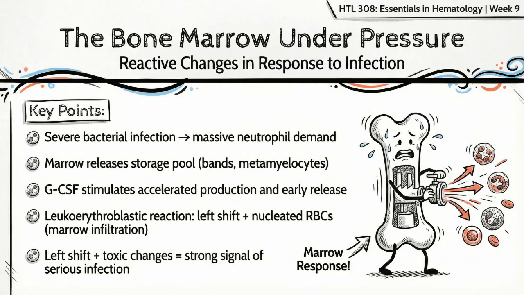It's a different clinical picture from a reactive left shift. The bottom line: a left shift plus toxic changes is a powerful combination that strongly suggests a serious bacterial infection or sepsis. Now, let's look at what this actually looks like on the smear.